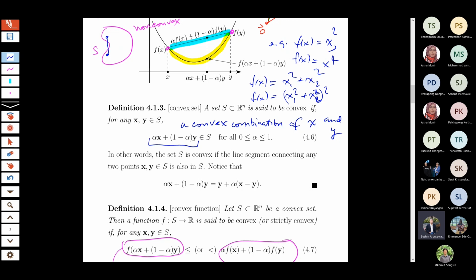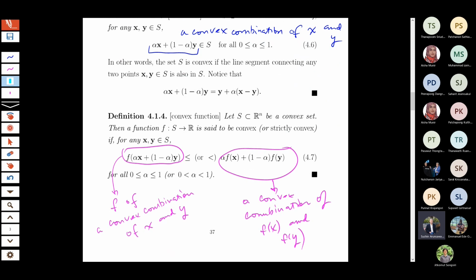Well, to see that these are convex functions, you have to show it by using the Definition 4.1.4.